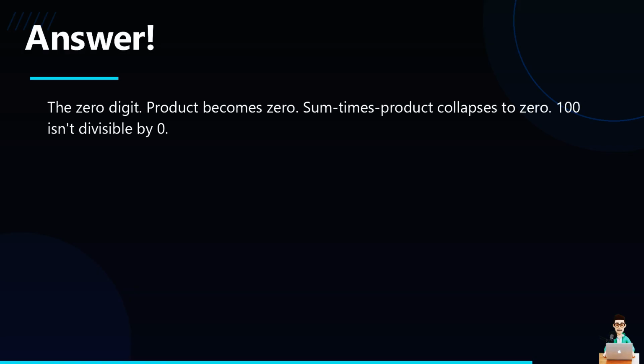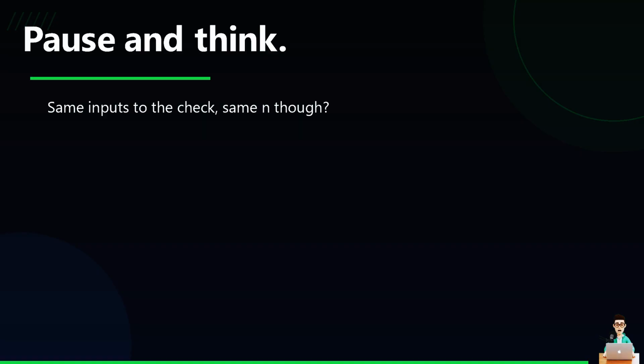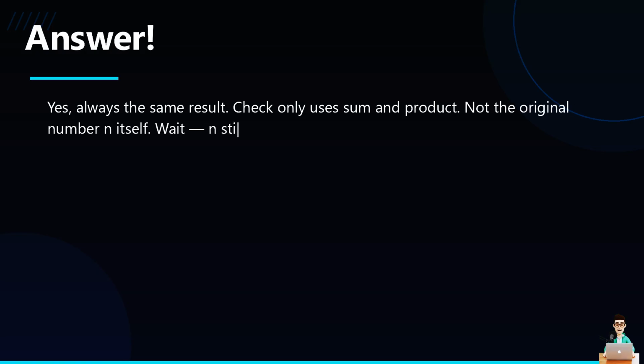Second one. If two numbers share both digit sum and digit product, do they always pass or fail together? Guess before I answer. Think about what the check actually depends on. Careful, sum and product decide the divisor, but it's n itself getting divided. So two different n's with matching sum and product can still land on different answers.